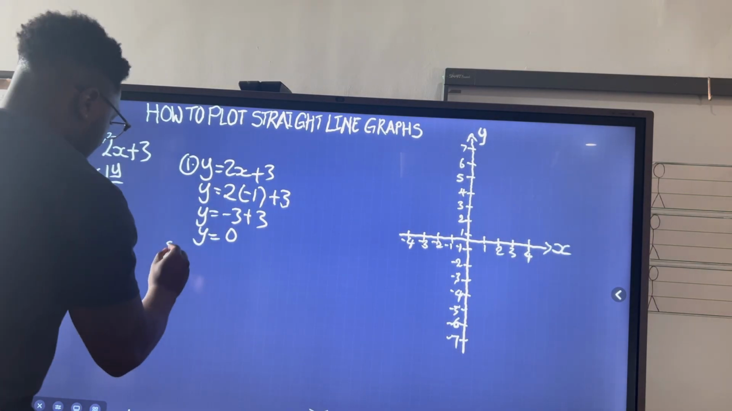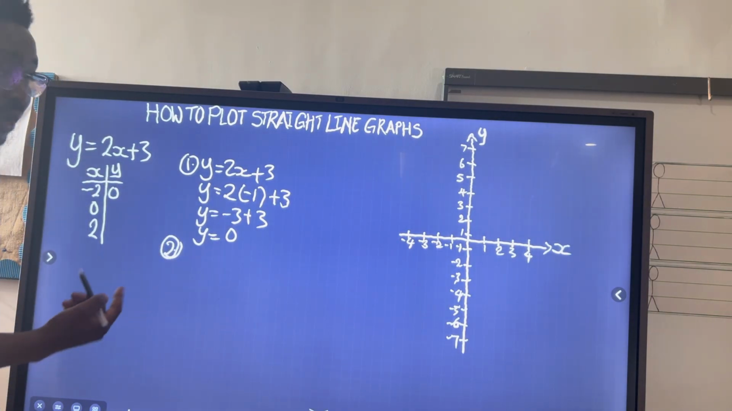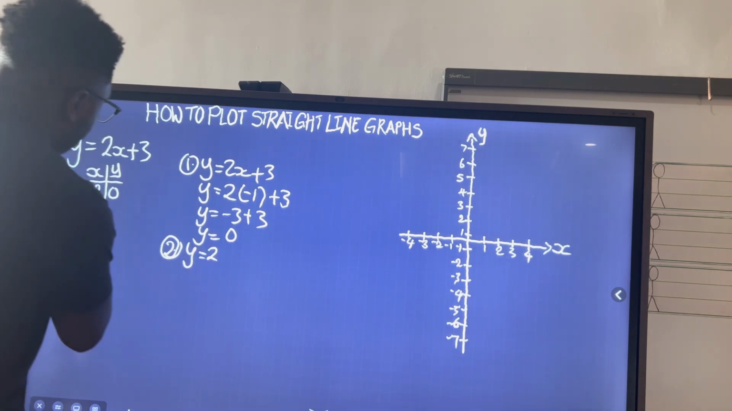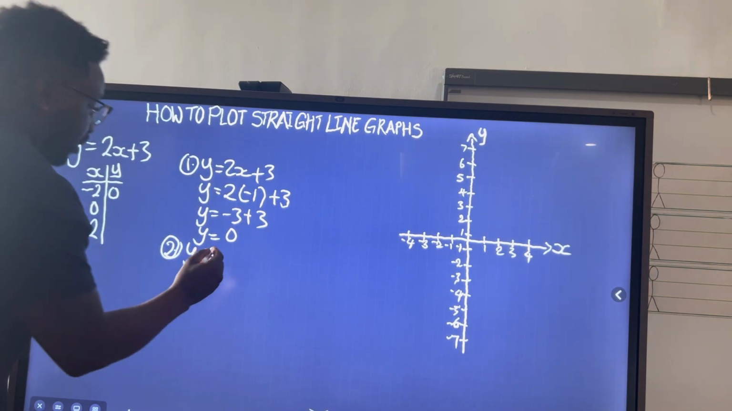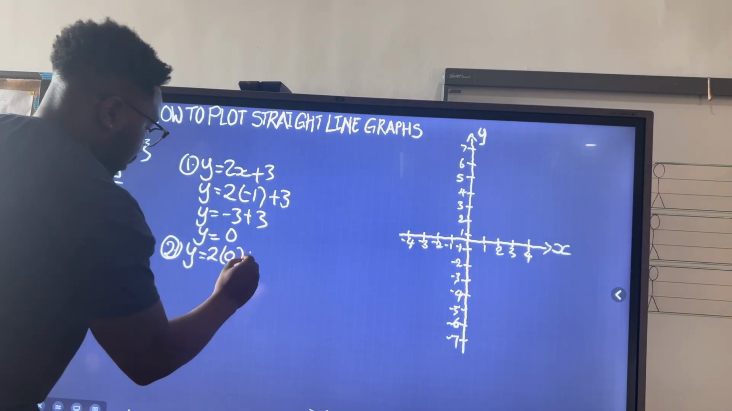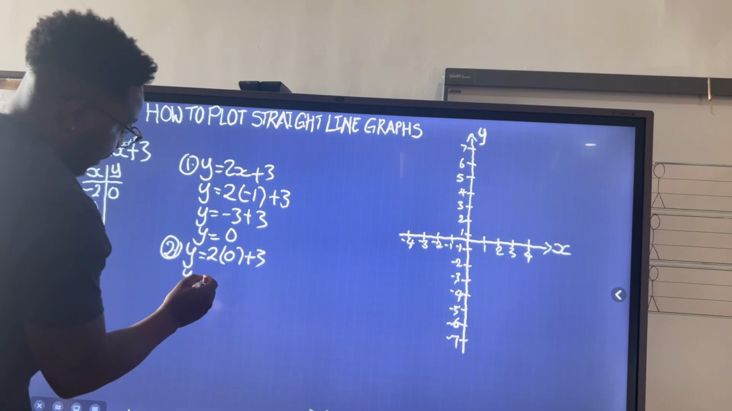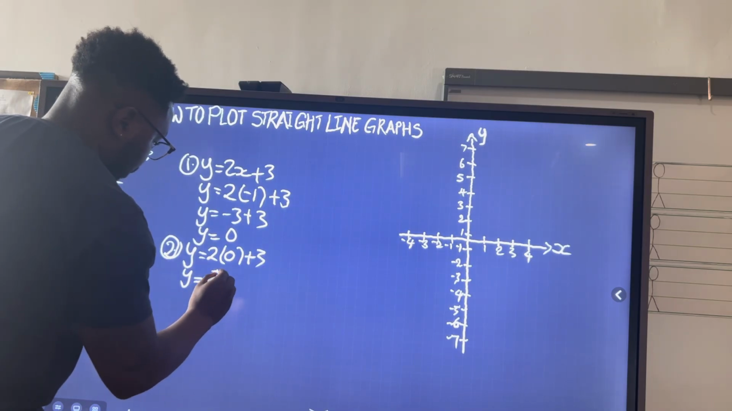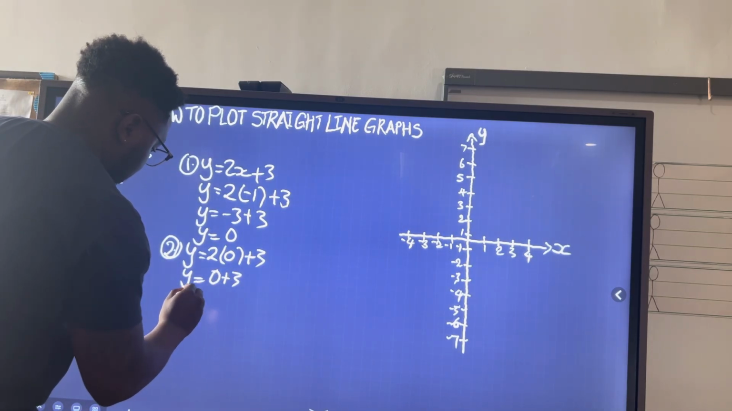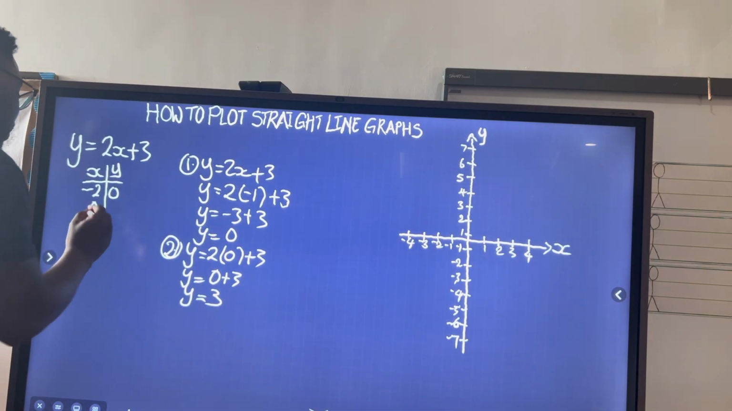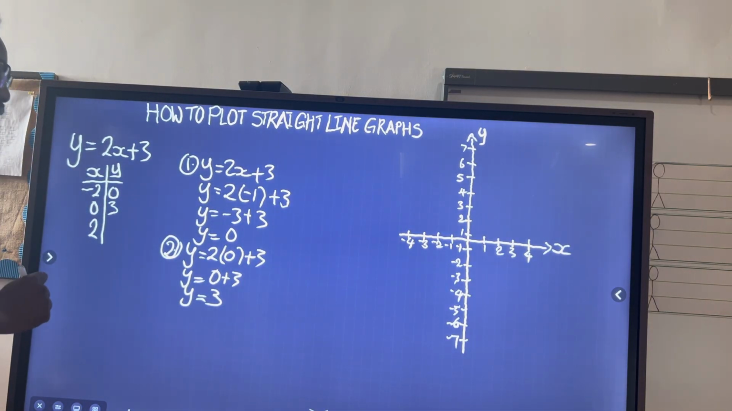Okay, so let's now calculate our second y value. y equal to 2 multiplied by 0, which is 0, plus 3. 0 plus 3 gives me what? 3. So my second y value is 3.